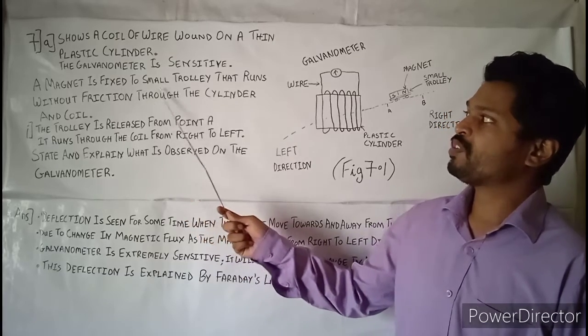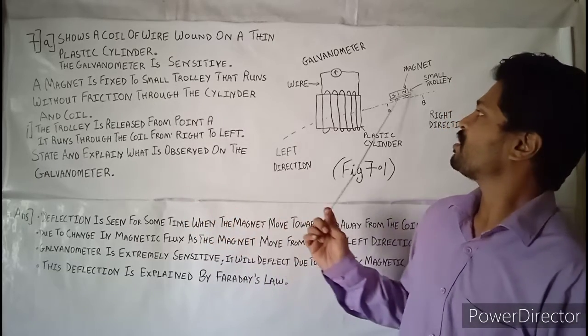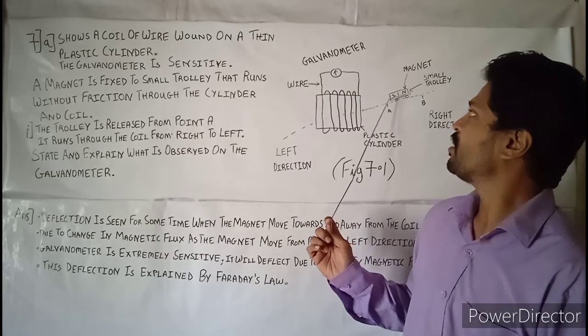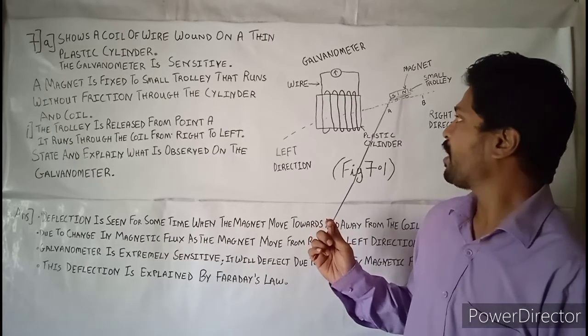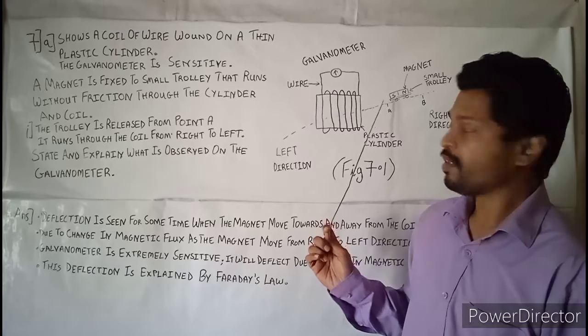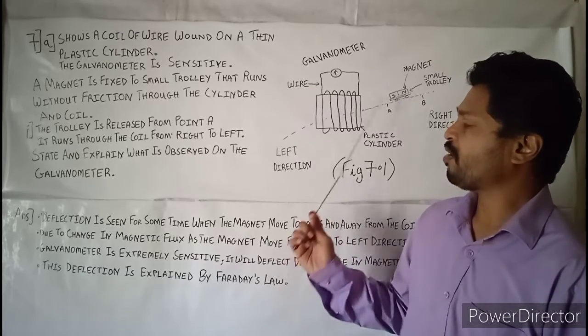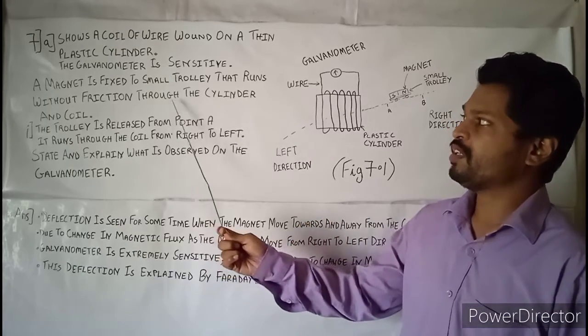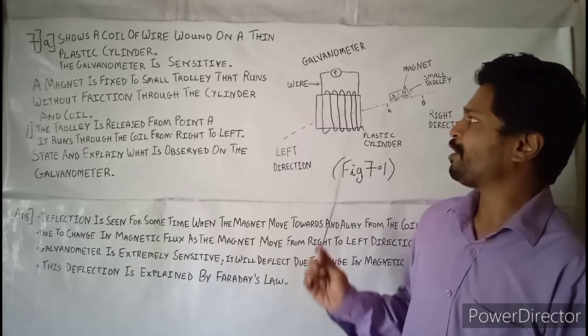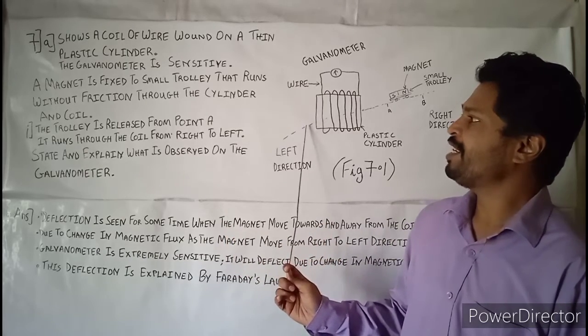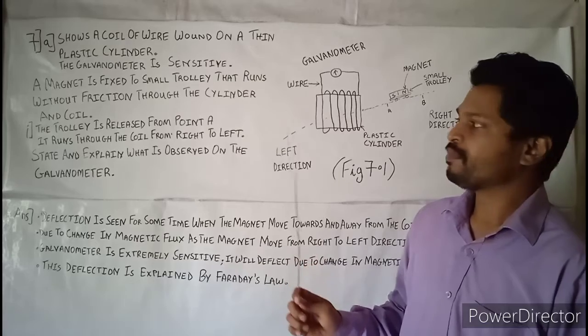A magnet is fixed to a trolley. You can see there is a small trolley here. There is a bar magnet kept on a small trolley, and this trolley can freely move along this plane without friction through the cylinder and the coil. Means it can travel through the cylinder and the coil.